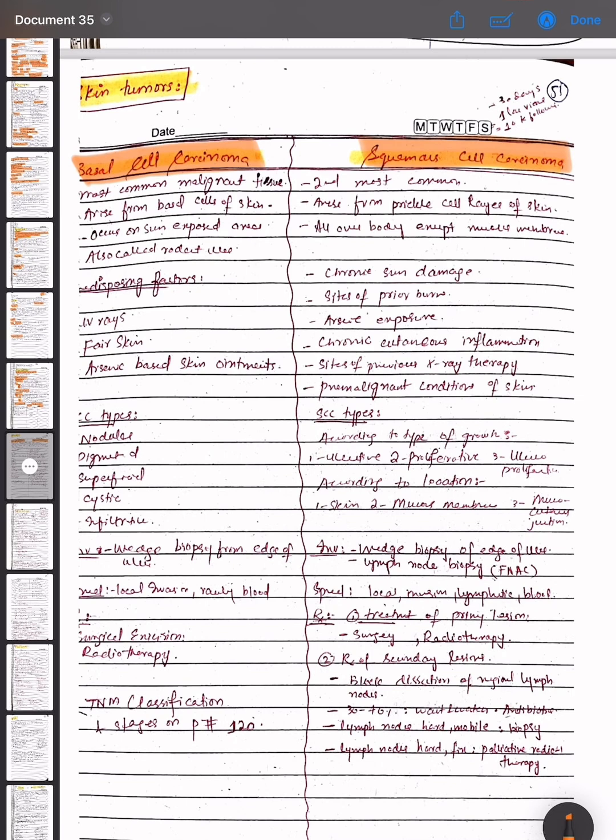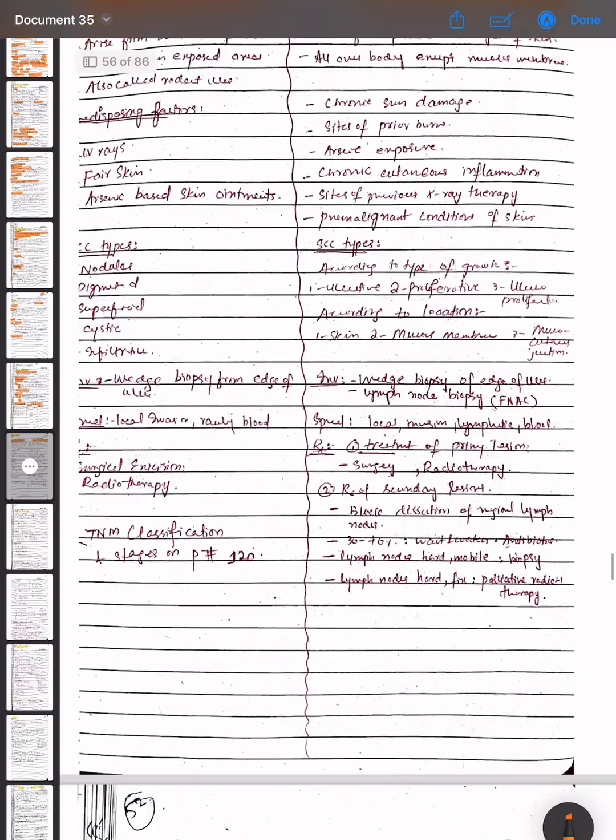Now, what are the predisposing factors? Fair skin and arsenic based skin ointments are the predisposing factors of basal cell carcinoma. While for the squamous cell carcinoma, we have chronic sun damage, sites of prior burns, arsenic exposure, chronic cutaneous inflammation, sites of previous X-ray therapies, and pre-malignant conditions of the skin as predisposing factors.